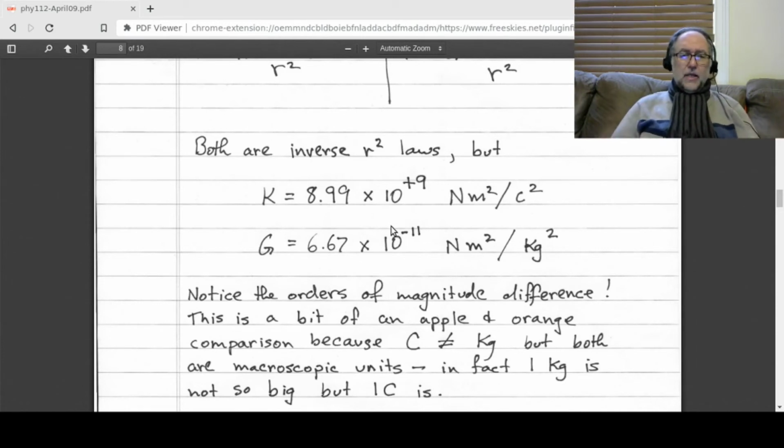big is a kilogram? A kilogram of stuff is approximately the amount of stuff that you have at the macroscopic level, whereas a Coulomb is pretty big. It's probably 1,000,000 times bigger than ordinary charges that you have at the macroscopic level. But nonetheless, you've got this huge difference in orders of magnitude, and that's because, again, the electrical force is much larger than the gravitational force.